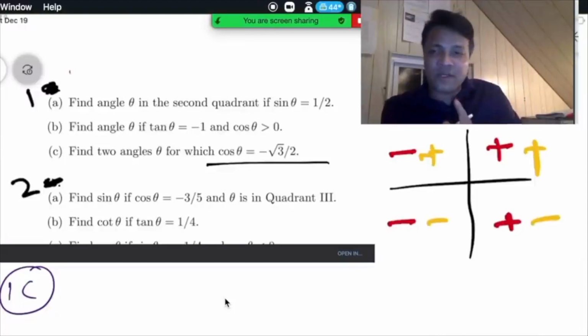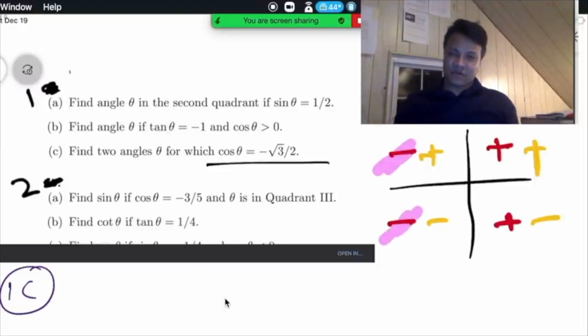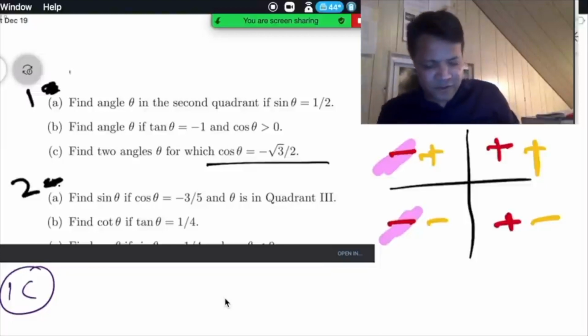The yellow one is sine, the red one is cosine. So cosine is negative. Notice where cosine is negative. Cosine is negative in the second quadrant, and cosine is negative in the third quadrant. So we have to do the math in the second and third quadrant.